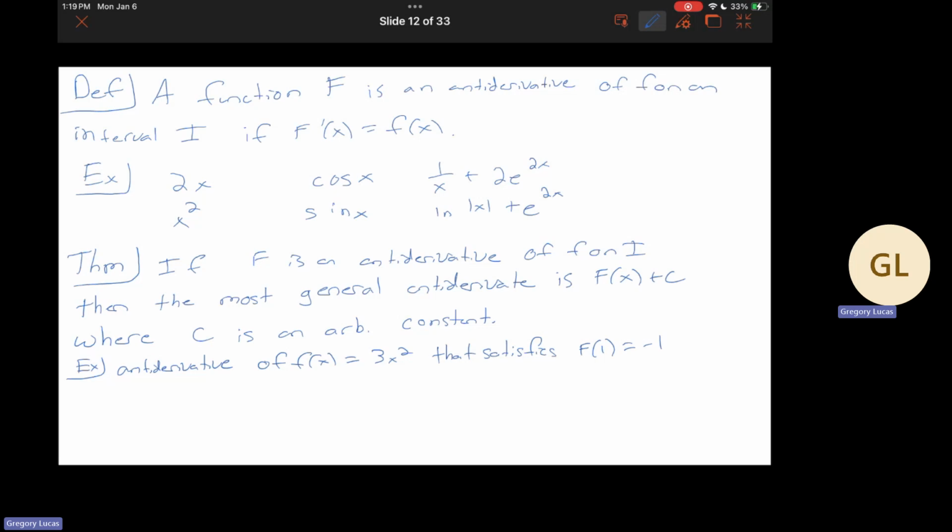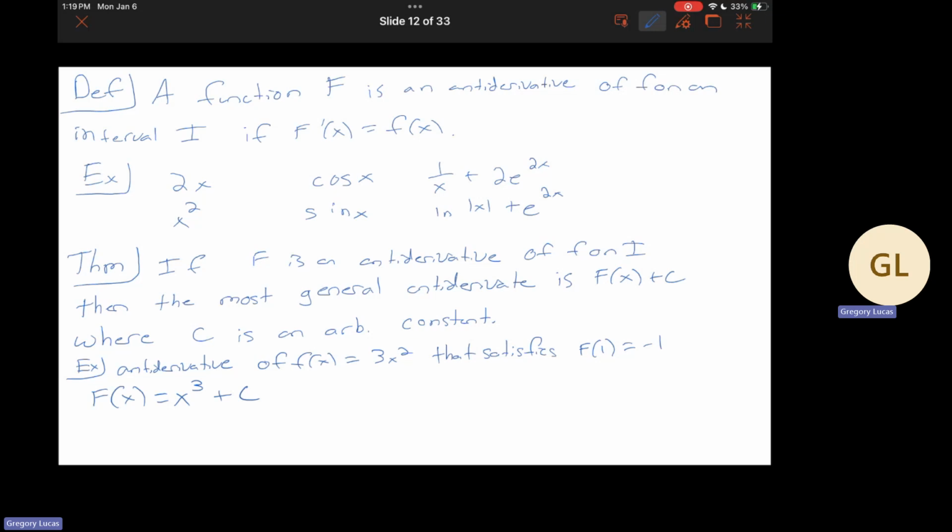So if small f of x is 3x squared, what would have been my original function? What would be my big F? So what has the derivative 3x squared? And we know that's x to the third. So our big F, our original function, would have been x to the third. So we're just thinking about working backwards now. But then our theorem tells us we need to add plus c. So this is important. We're always going to add this arbitrary constant.